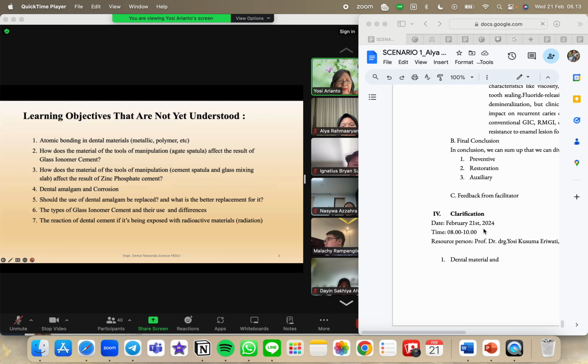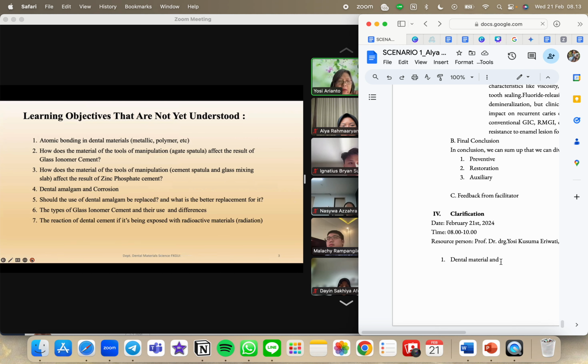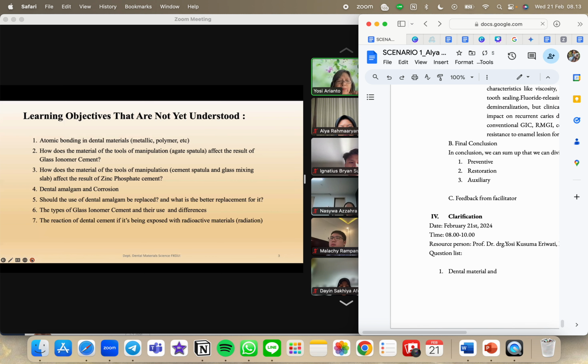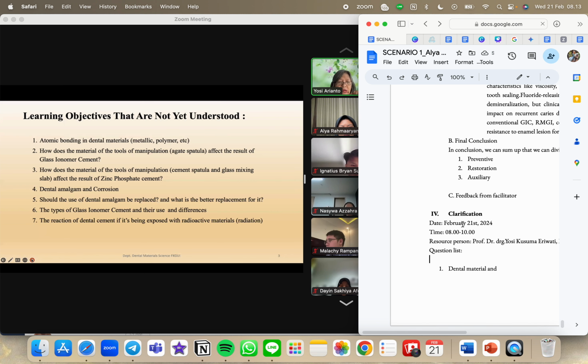Amalgam and corrosion, and replace, and what is the better replacement for it, and about the type of glass ionomer, their use and differences, the reaction of dental cement if it is exposed with radioactive materials. Okay, I think this is all that you already asked in the Borang B. Yeah.